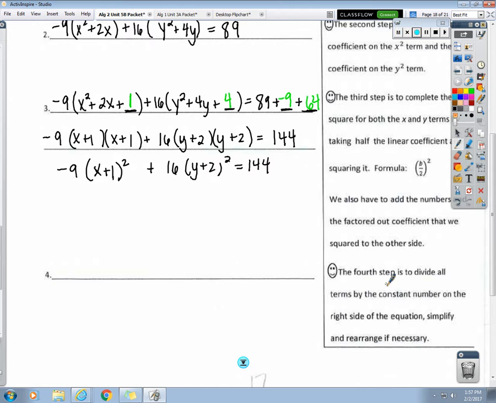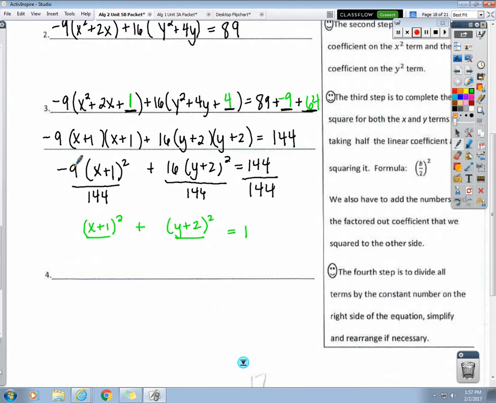Okay, the fourth step is to divide all terms by the constant number on the right side of the equation, and then rearrange if necessary. Remember, the reason we divide this by itself is to make it equal what? 1, because all of our equations equal 1. But if you do that on that side, you have to do it on this side. Okay, so now look, I have x plus 1 squared, and then y plus 2 squared equals 1. And now let's simplify those fractions.